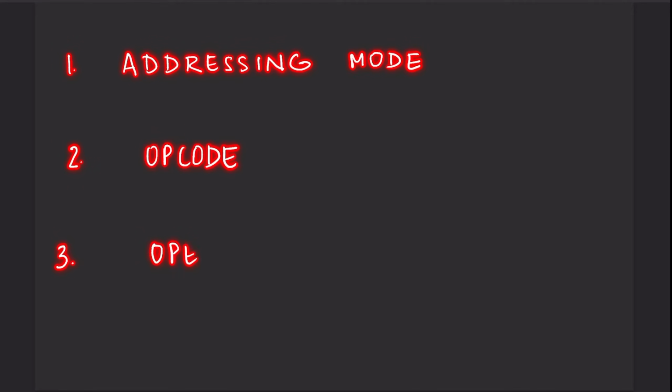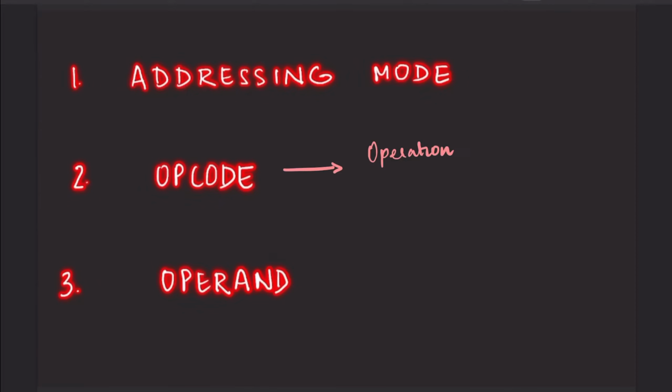Addressing mode, we'll define it later. The opcode is the portion of an instruction that specifies the operation to be performed. The operand is the object on which the operations are performed.